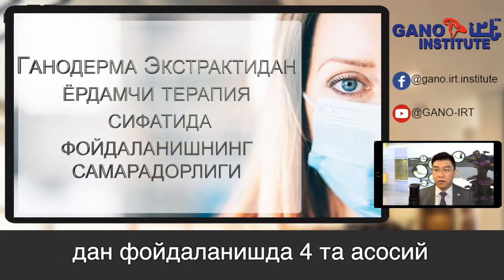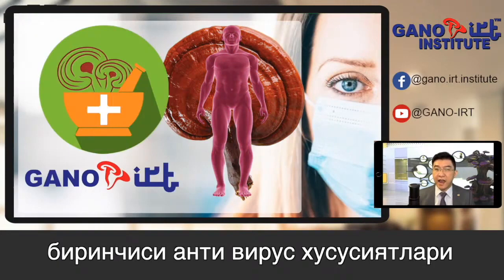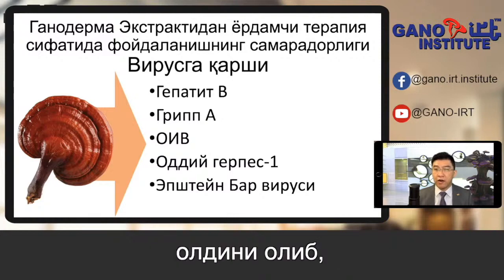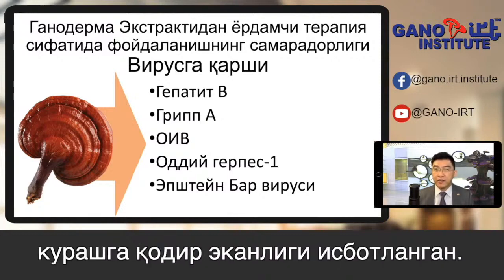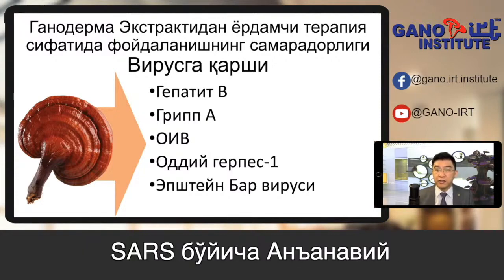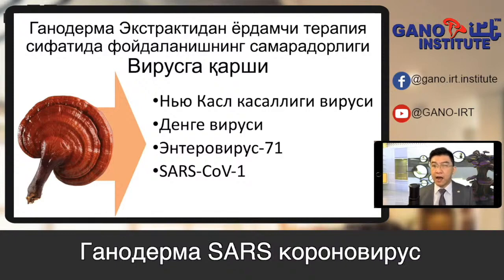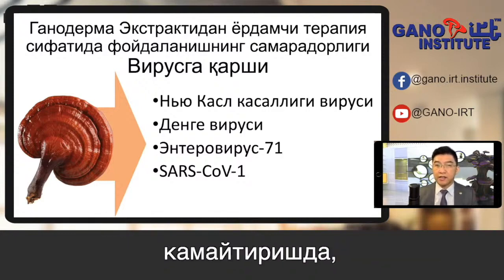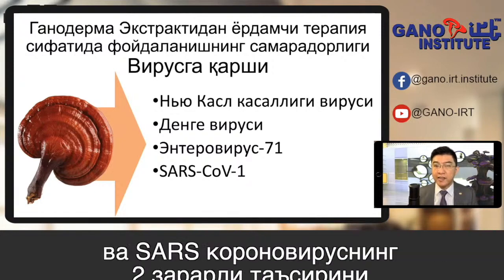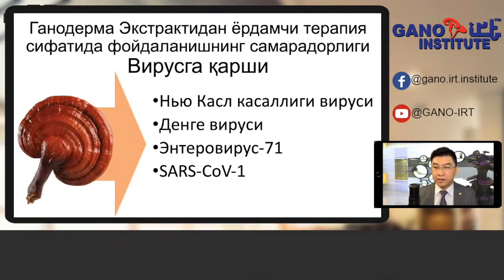There are four main considerations when using Gano-IRT for adjuvant therapy. The first is its antiviral properties. Ganoderma extract has been shown to fight different kinds of viruses by inhibiting the virus replication process inside the cells. One very interesting study conducted at the Chinese University of Hong Kong in 2011 using TCM on SARS found that Ganoderma is able to inhibit SARS coronavirus RNA-dependent RNA polymerase, disrupting the virus replication, slowing down the virus growth, and minimizing the destructiveness of the SARS coronavirus.